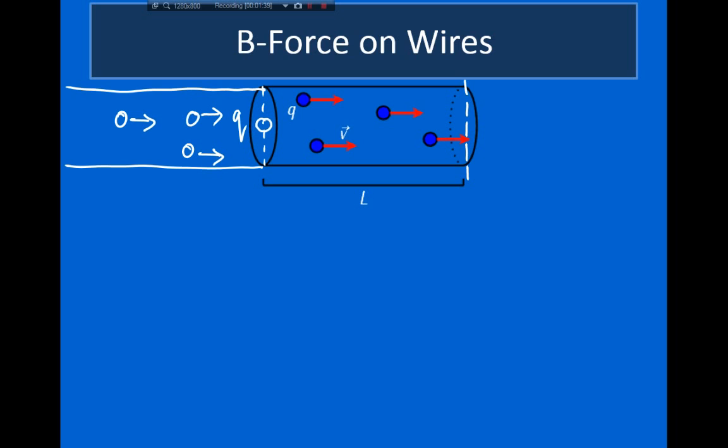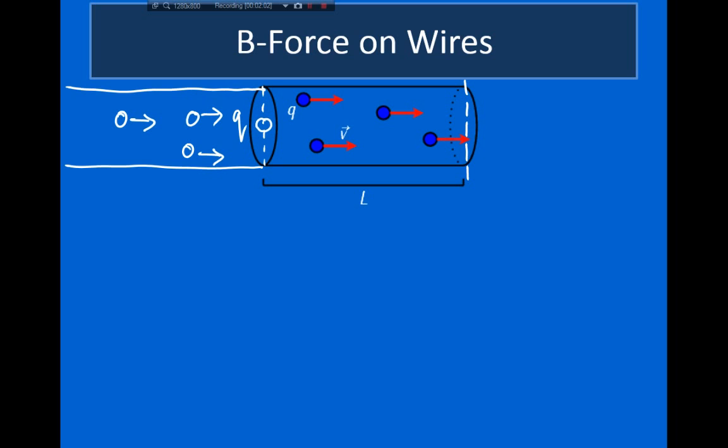But the thing about this is that because all of these charges are moving at the same speed, when this charge reaches the right side of the wire, all of these charges that were to the left of this charge Q are still going to be to the left of it. So they're not actually going to pass through the right side of the wire by the time that this charge right here that started out on the left makes it to the right end of the wire.